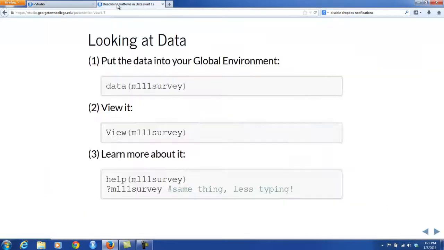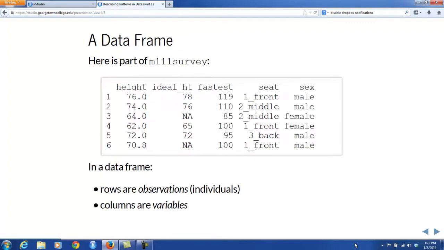Okay, let's go back to the main PowerPoint. I'd like to point out that a shortcut for help is simply question mark followed by the object that you would like to get help about. So here's part of the view of Math 111 survey that you saw in the upper left-hand pane. So we have the rows, which are observations or individuals, subjects in your study, and the columns, which correspond to variables that were measured on these objects.